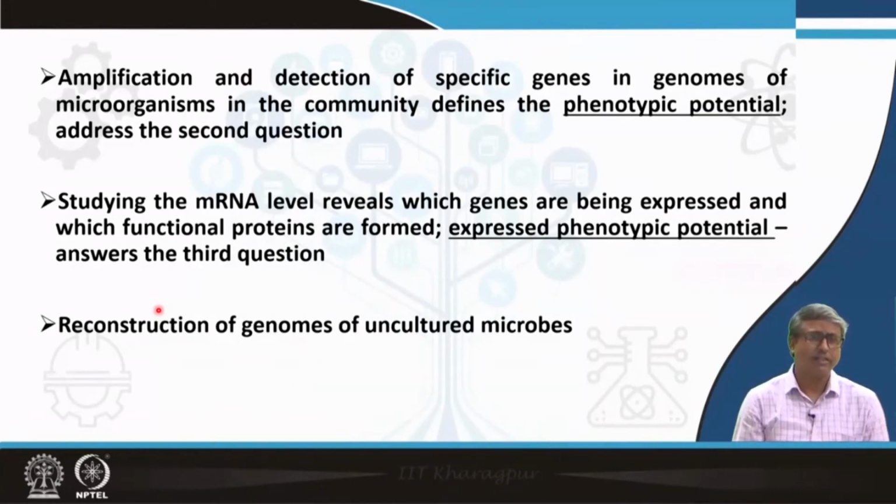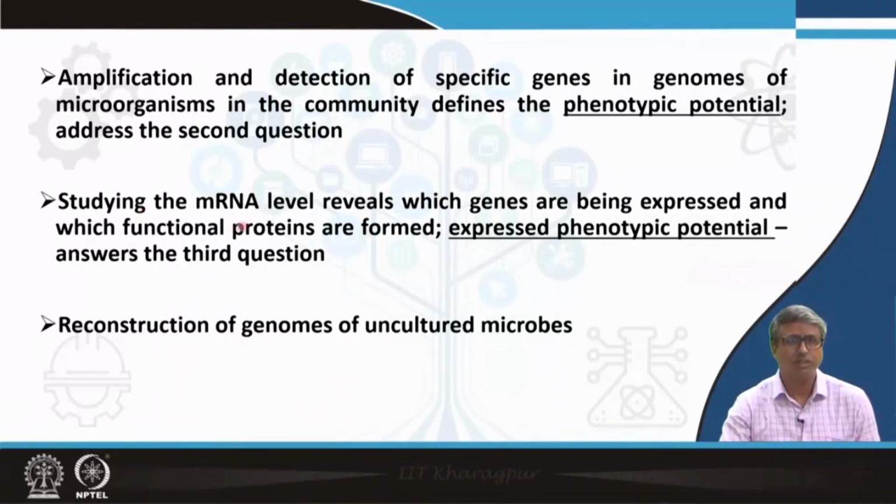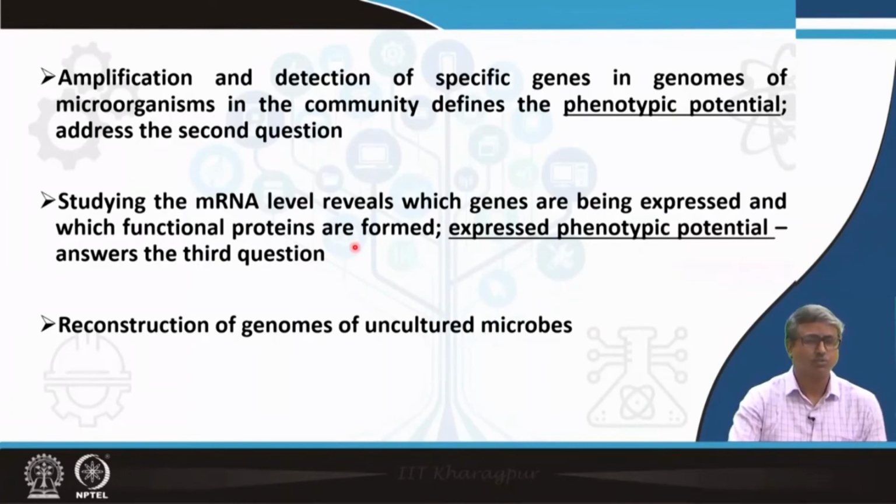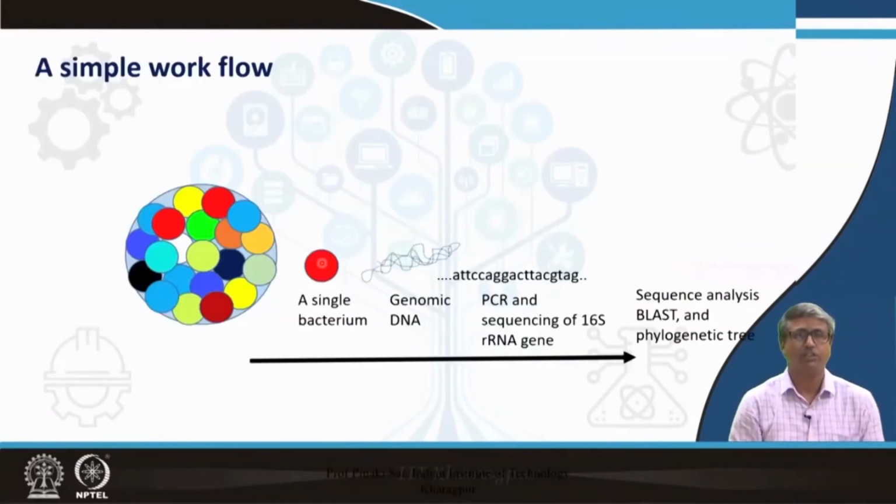But if we can target the NIF mRNA, that could possibly satisfy us that if NIF mRNA is produced, that means possibly the enzyme is going to be produced. The same thing could be applicable for getting the protein also. So, studying the mRNA level reveals which genes are being expressed and which functional proteins are formed. Expressed phenotypic potential will be answered. So, the third question is getting answered, and then from that we can proceed towards the entire metagenome analysis and reconstruction of the genomes of even the uncultured organisms.